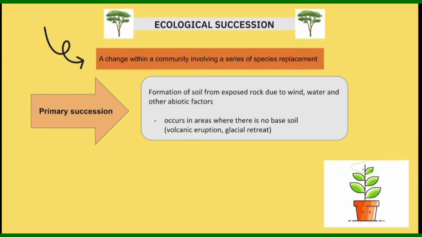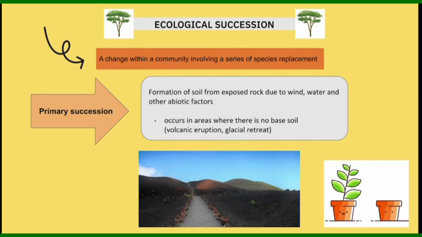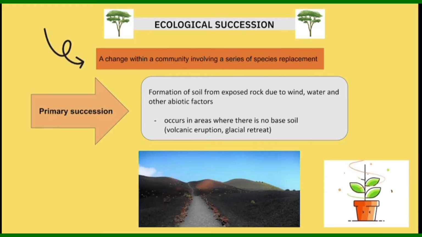So firstly, I'm going to talk about what primary succession actually is. Primary succession is a formation of soil from exposed rock due to the wind, water, and other abiotic factors. It occurs in areas where there is no base soil, such as places that have undergone volcanic eruption or glacier retreat. So to make it easy to remember, succession begins in an area with no remains of the older community.